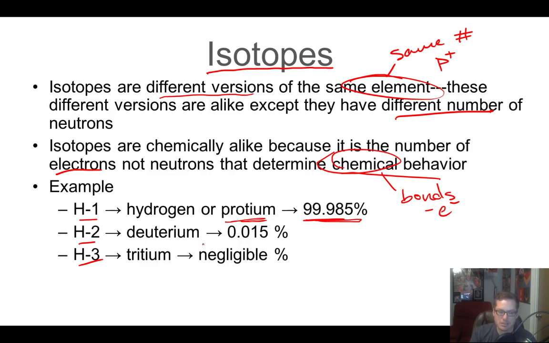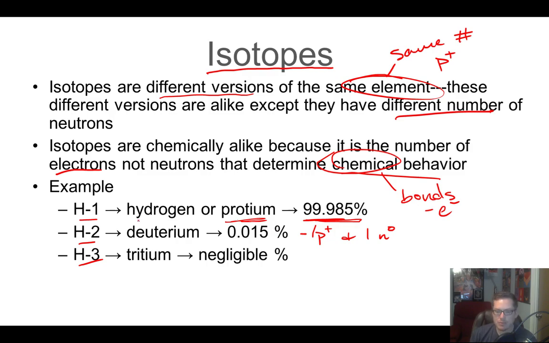So just like the last example we looked at, it's just one proton and one electron chilling in space. Now deuterium is H2, so this is where you have one proton and one neutron. Remember that 2 is our mass number, which is the number of protons plus the number of neutrons. This is called deuterium, and 0.015% of all hydrogen atoms are deuterium.